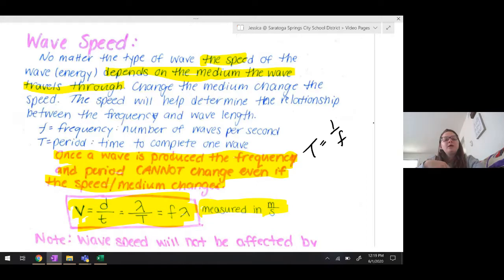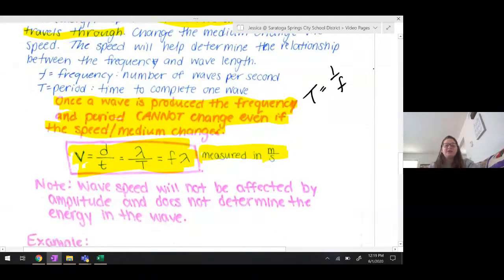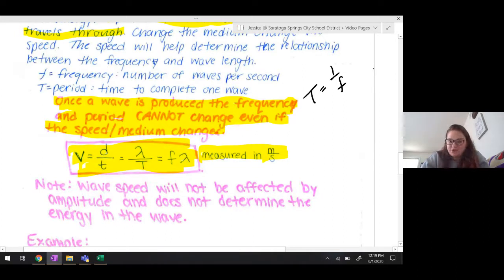Okay, so one other thing that's important is that wave speed does not affect the amplitude and therefore does not affect the energy of the wave. So a lot of people think that the faster the wave, the more energy is in the wave. That's not true. Energy is related to amplitude, and amplitude has nothing to do with the speed. So the faster the wave travels really just gives us information about the medium, not the amount of energy the wave has.